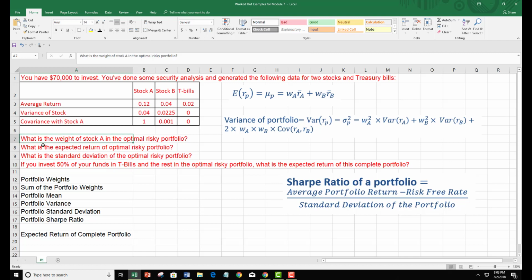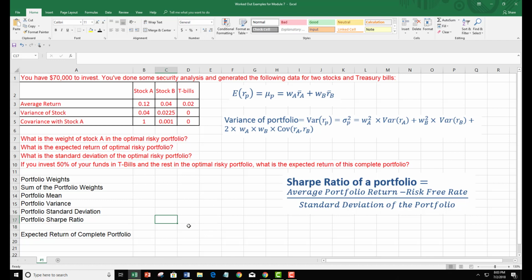In a way, this question is asking for information related to the optimal risky portfolio, and we should know what the optimal risky portfolio is, right? The optimal risky portfolio is the portfolio that has the maximum Sharpe ratio. So what we have to do in this problem is compute the Sharpe ratio first, and once we compute the Sharpe ratio, we can use the Excel solver function to find the maximum Sharpe ratio. And whatever solution we get after using the Excel solver function, that solution will be related to the optimal risky portfolio.